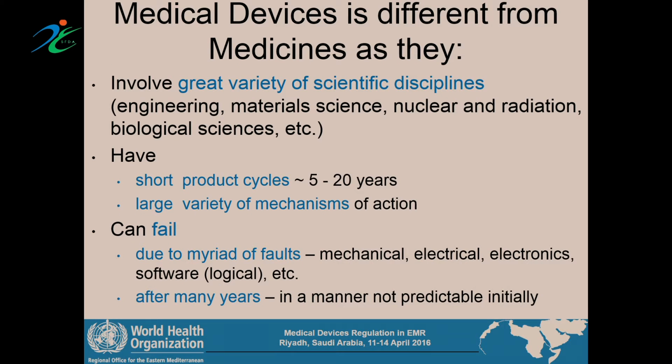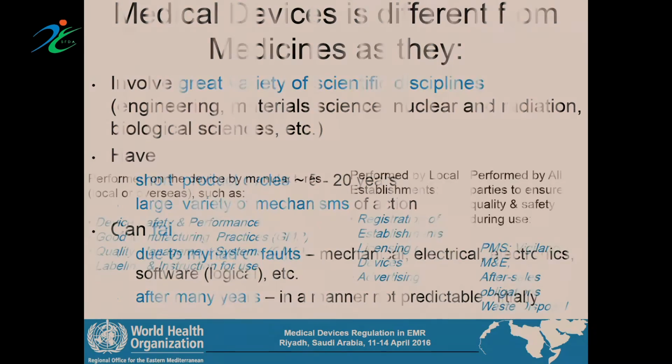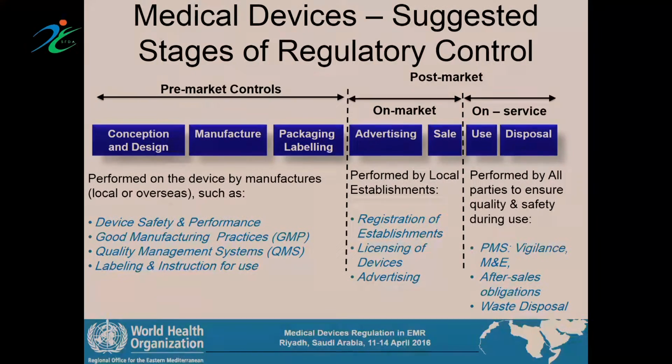So regulation is different. And the stages of regulatory control, and I'm not going to dwell on that slide, but you have to know there are things that you have to do before it enters your market, which is the pre-market controls. There are things that you have to do as a regulator. You put some regulatory controls on the market, like controlling advertisement, listing of manufacturers, the classification of devices, having a database of what's inside your country, and so on.